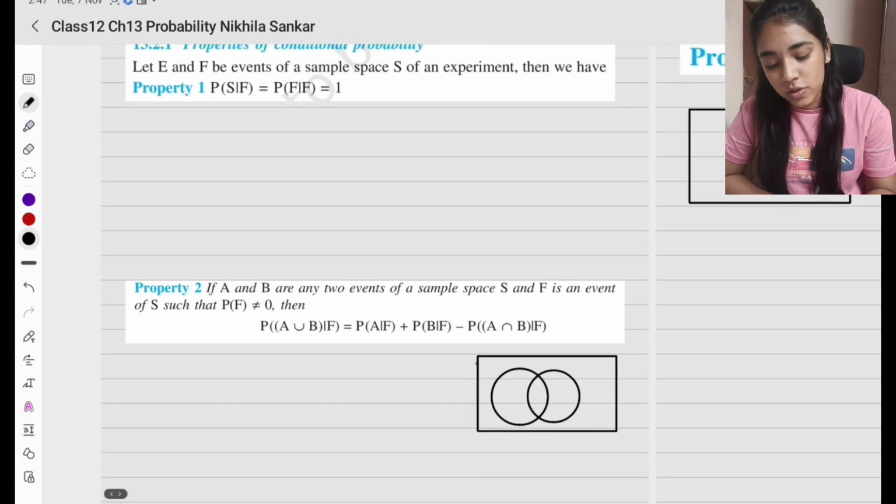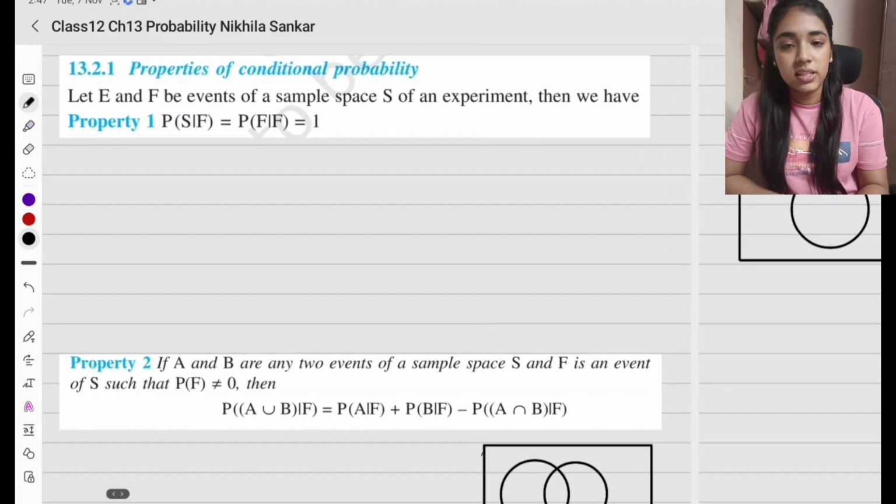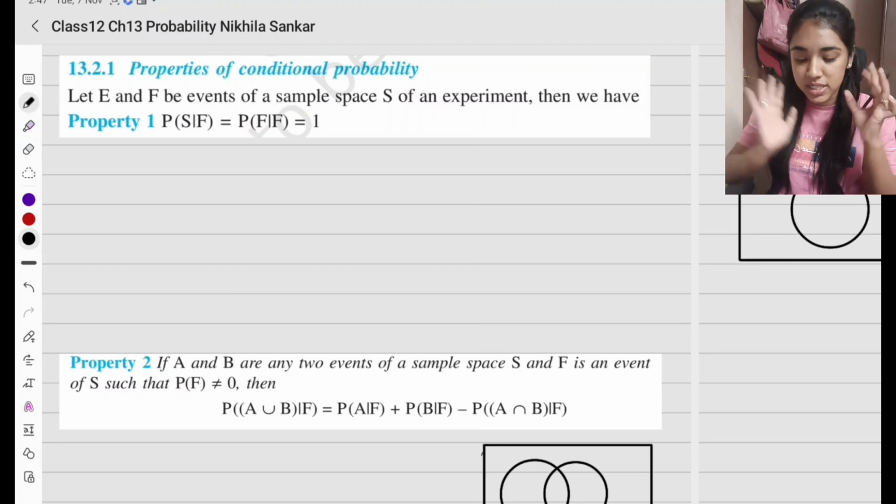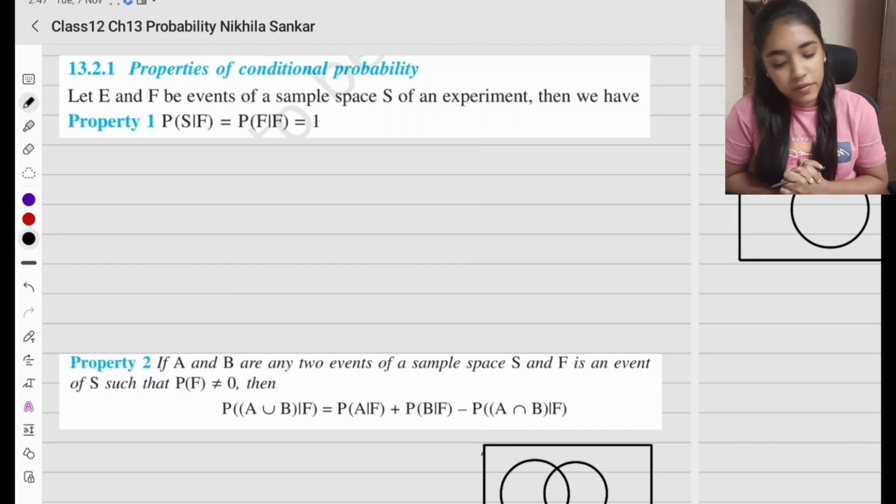Now, moving on to some properties. Okay, I'm not going in the same order as it is in the book, or jumbled up for you to understand the concept. Now, properties of conditional probability.